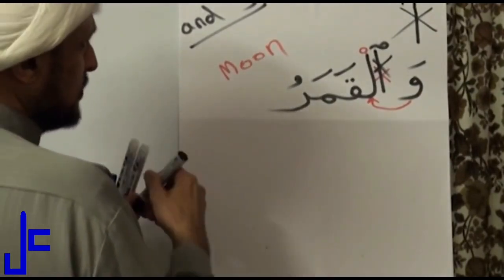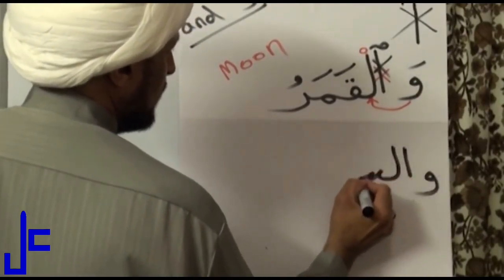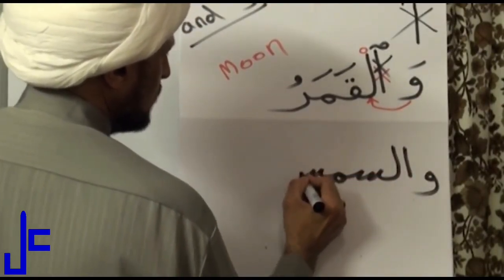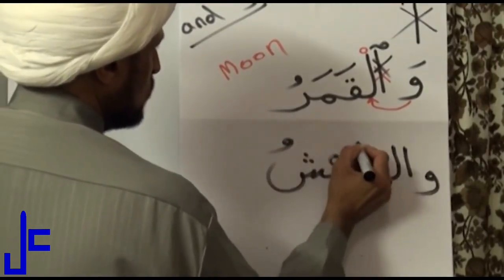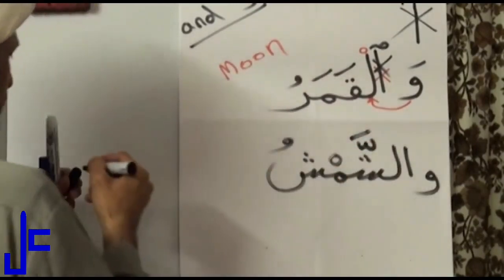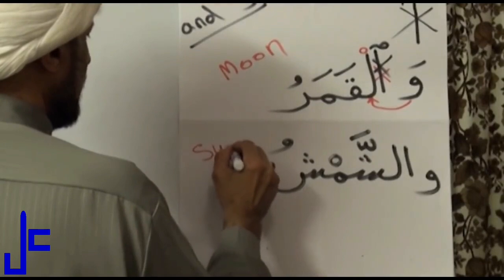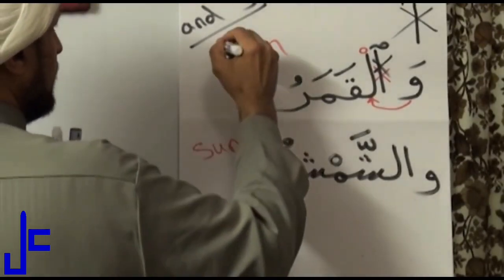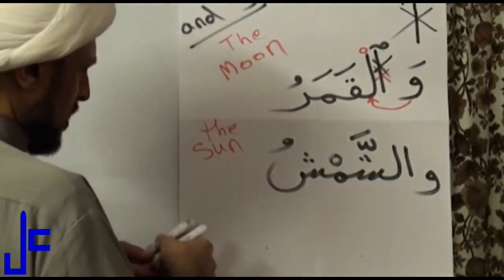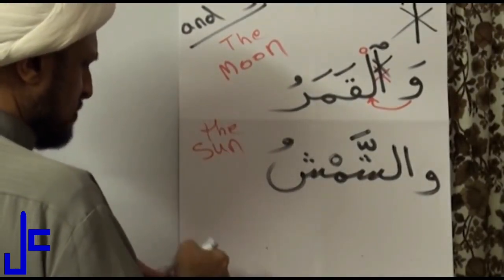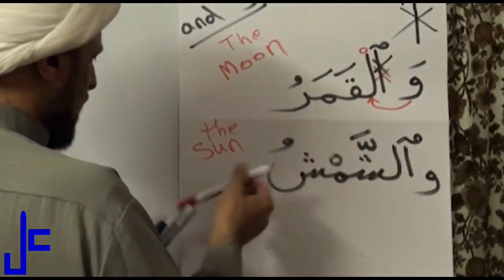That is when there's a moon letter. Let's see what happens with a sun letter. If we have waw and then ash-shams, wash-shamsu. Remember the shadda on sun letters. And the sun, and the moon. Here we also have the same alif, and then we have the lam with the sukoon.